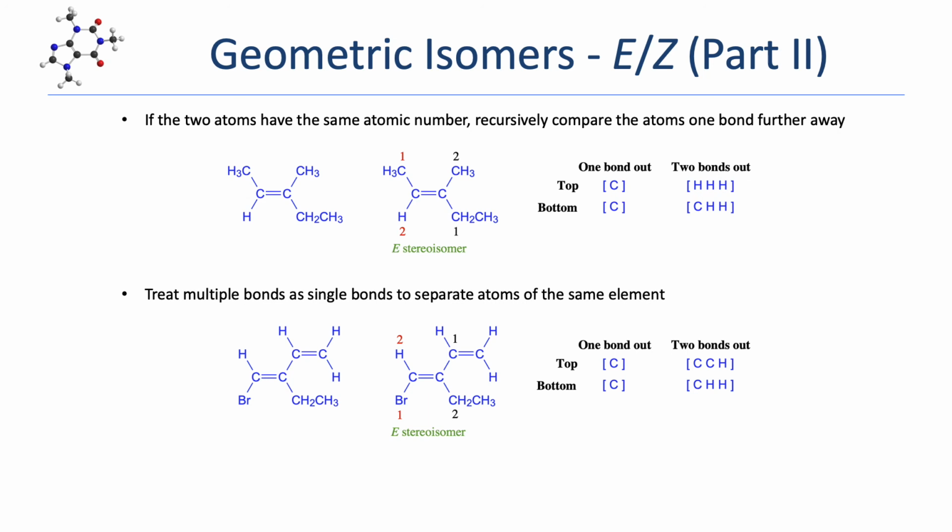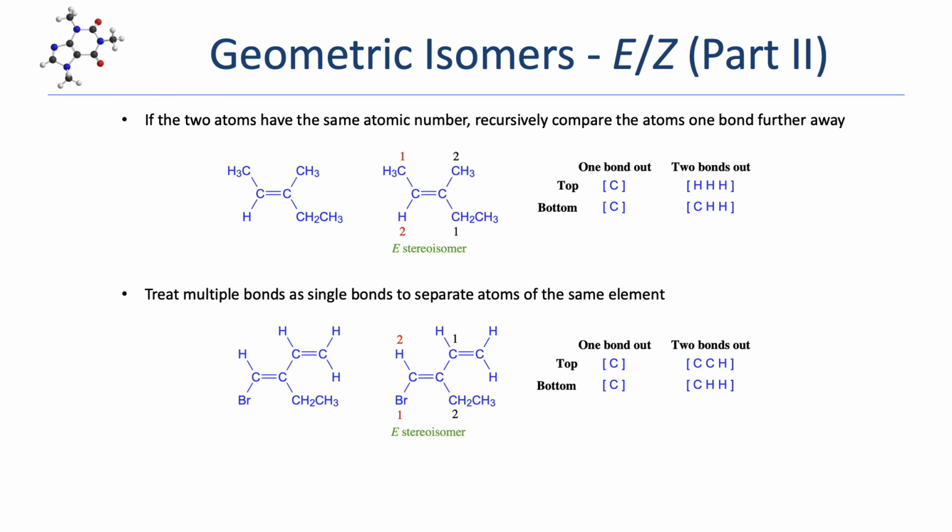We then do the exact same thing to the lower carbon, right? What is directly attached to that lower carbon? In this case, it's attached to 2 hydrogens and a carbon. So we again order those according to decreasing atomic number. So it would be carbon and then hydrogen and then hydrogen.